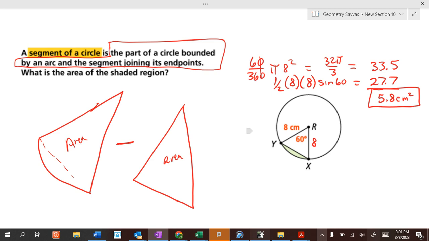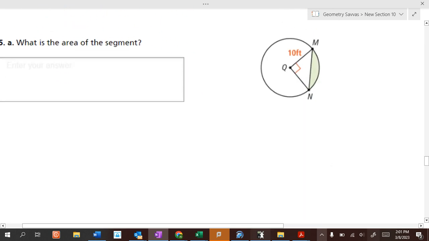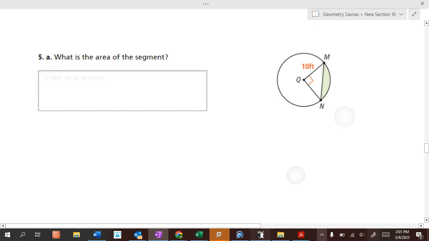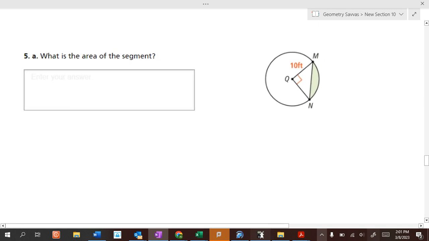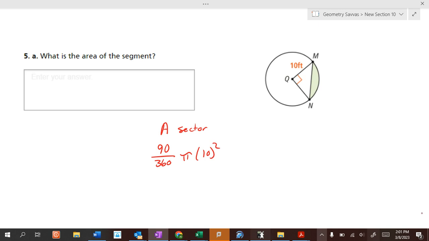Okay? Let's do that one more time, and then we'll go on to a couple more problems, and then I'll let you get going on your assignment. This sliver, we have to find the area of the sector, which is 90 over 360 times pi r squared. Well, 90 over 360 is 1/4 times 100 pi, or 25 pi.